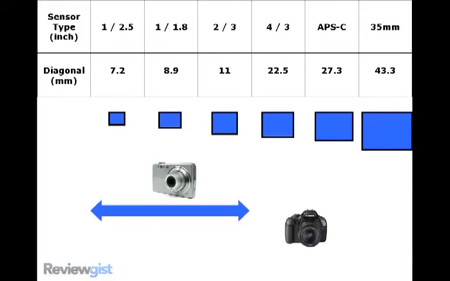Compact cameras generally come with comparatively smaller sensors ranging from around 7.2 to 11mm, while DSLRs have larger sensors ranging from around 11mm to 43.3mm. The bigger sensor sizes for DSLR cameras directly result in better low light picture quality. Let's take a look at how this happens in a bit more detail.